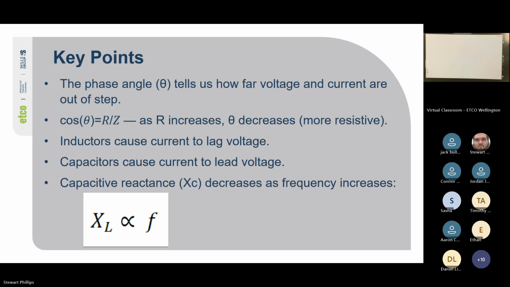Capacitive reactance decreases as frequency increases. So XL increases with frequency, while XC is equal to 1 divided by frequency. So they have the opposite effect. Basically, XL is proportional to frequency, whereas XC is proportional to 1 over the frequency.